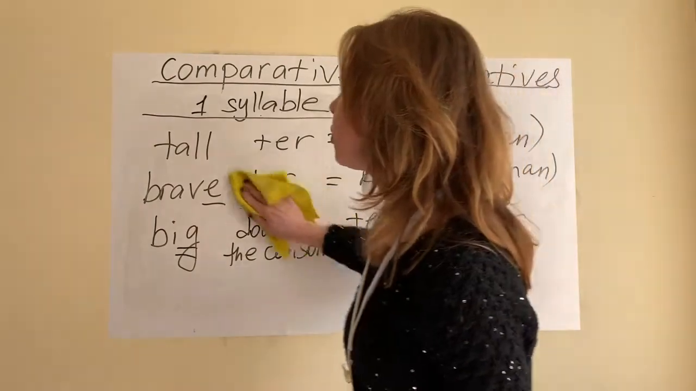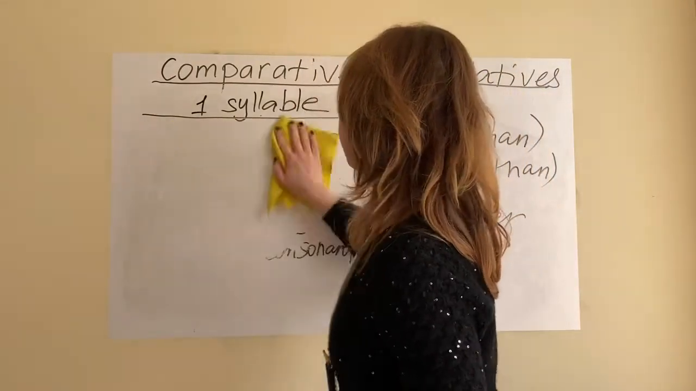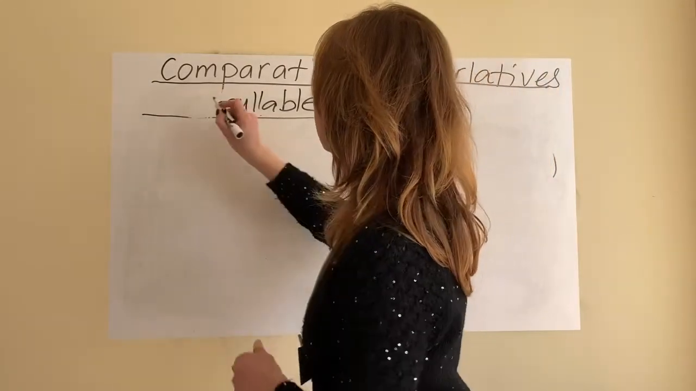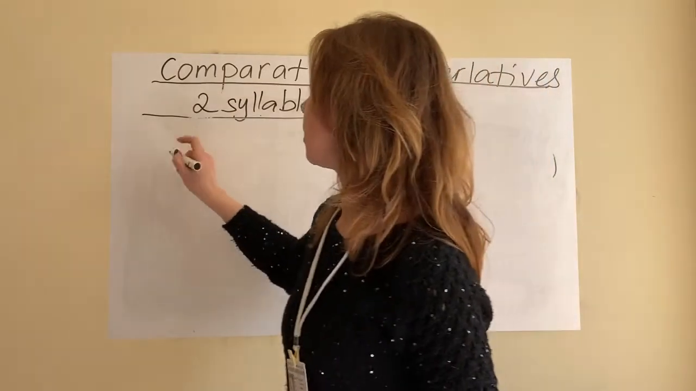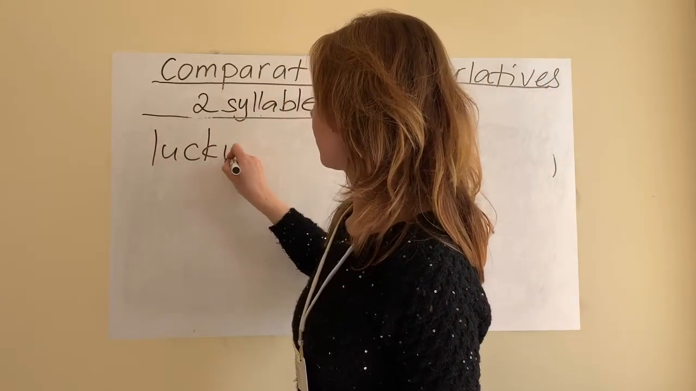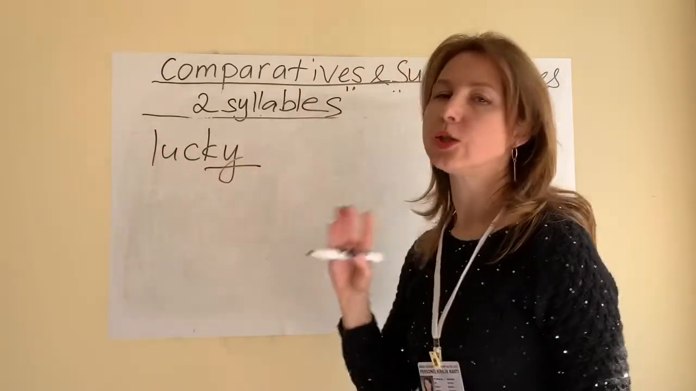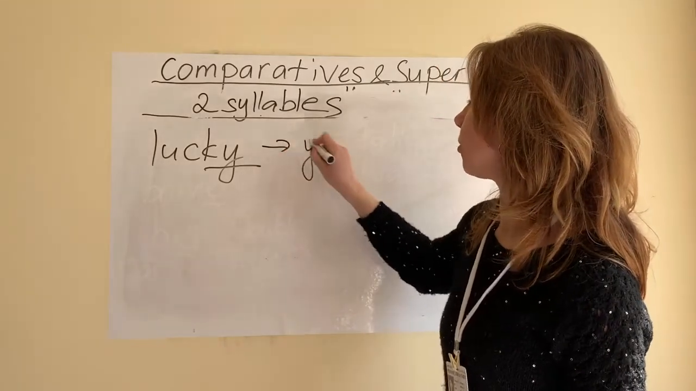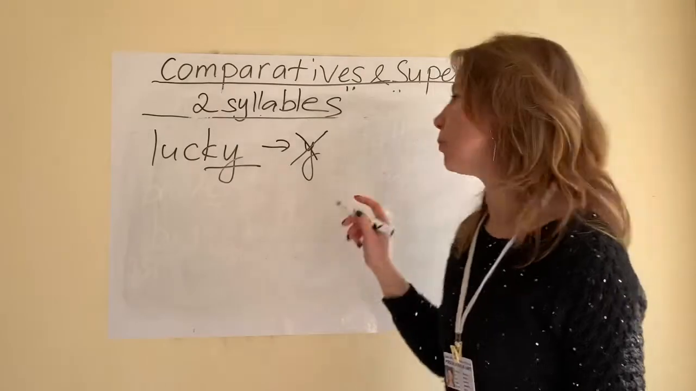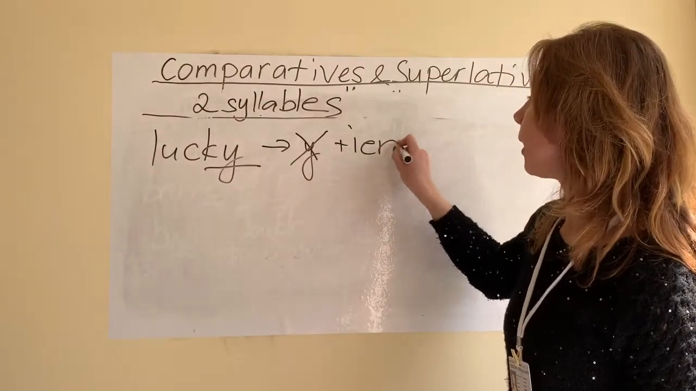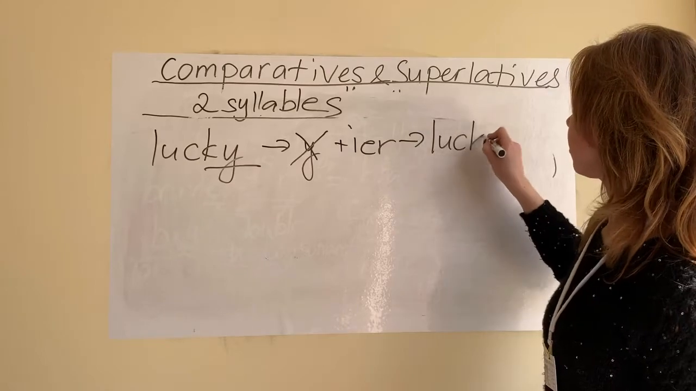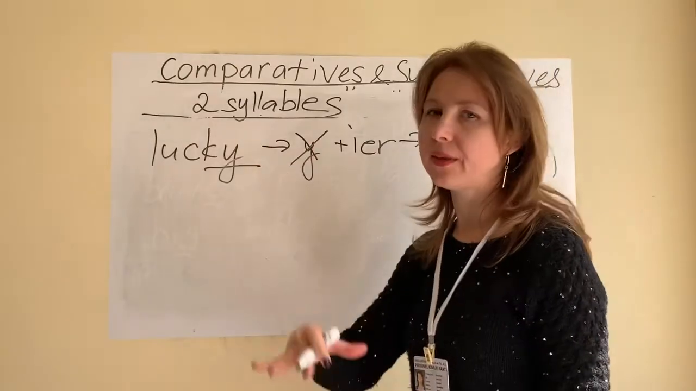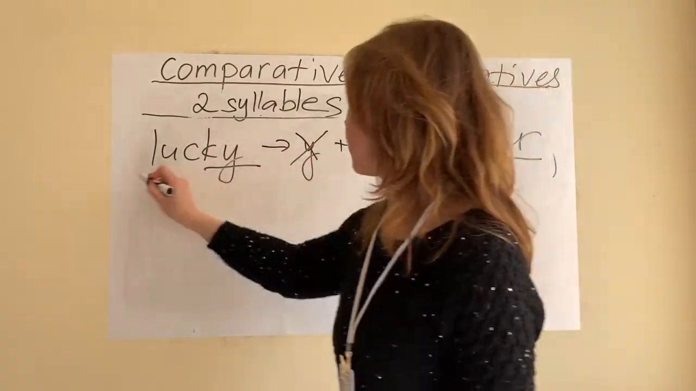If we have a two syllable adjective and the last letter is Y, like in lucky, two syllables, the last letter is Y. So what we have here, we don't need this Y letter anymore, but we add IER and we have luckier. She's luckier than me, or healthy, healthier, the same case.